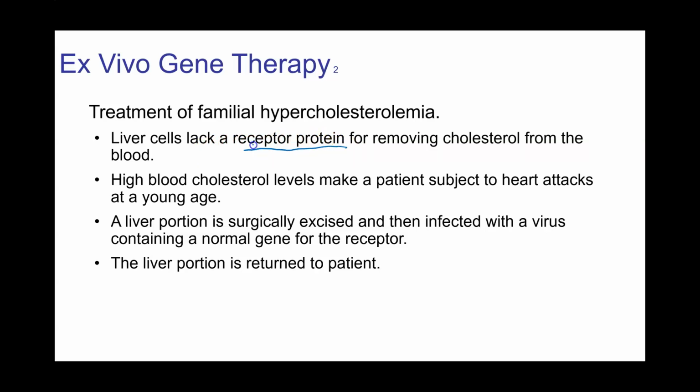So what we do is we remove the liver itself, just a portion again, and then we infect it with a virus that contains the gene for the normal receptor. The liver is then returned to the patient, and we hope that it starts producing those normal gene receptors.